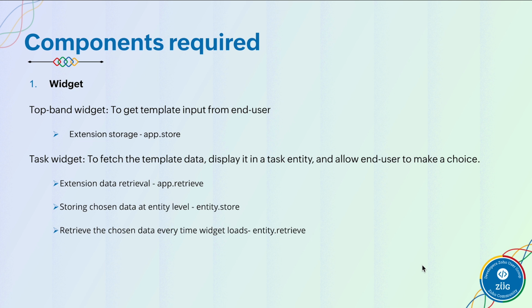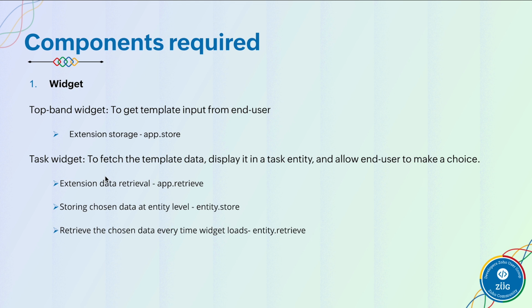When it comes to widget, we are going to have two widgets. One is going to be the top band widget and the other is going to be our task widget. In the top band widget, you're just going to collect the template input from the end user. The question and the answer choices will be obtained from the end user, and that will be stored at extension level using app.store. In the task widget, we are going to fetch that template data, display it as a Q&A in the task entity, and then allow the end user to make a choice.